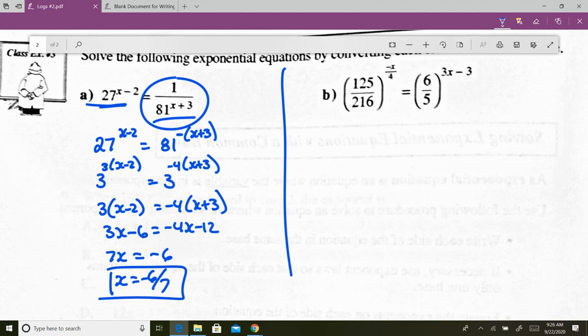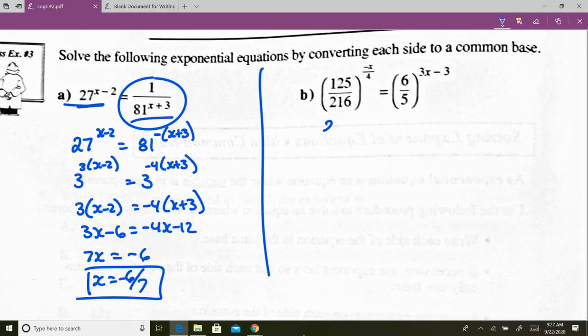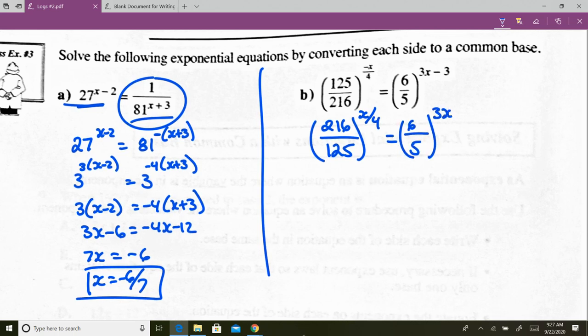No. 216 can, and 125 can be base 5. So I need to flip this fraction. When you flip a fraction, what happens to the exponent? It becomes negative, but in this case, it's already negative, so it'll flip to positive. So we flip that first. So 216 over 125 becomes, it's negative of negative x over 4, so we can just write x over 4. Now what?